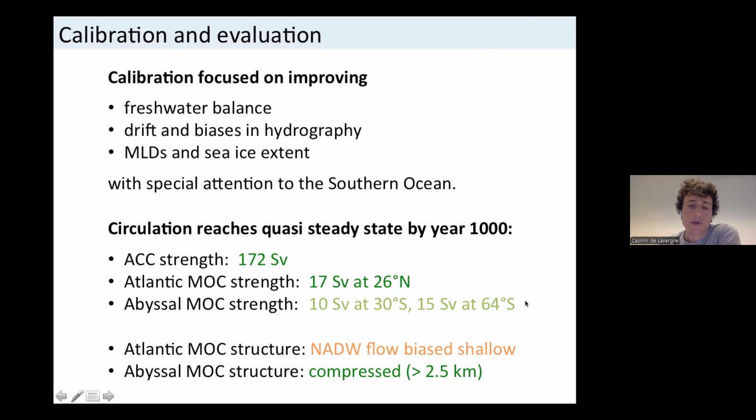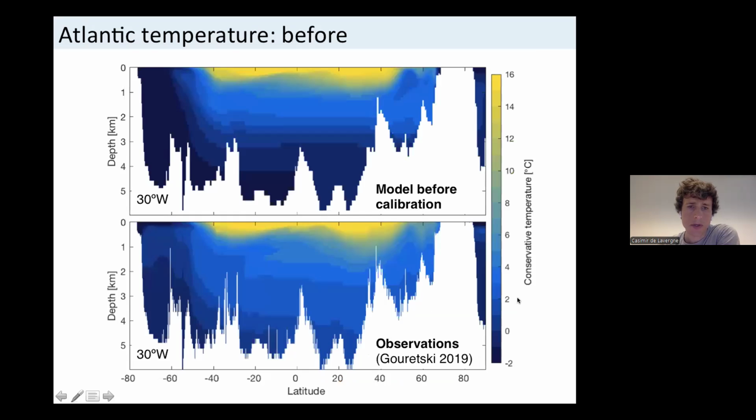In terms of MOC structure, there's a shallow bias of the AMOC, which is quite classical, but the abyssal MOC is really compressed towards the bottom, as you would expect from theory. A quick illustration of what we achieved with calibration. We mostly looked at mixing parameters other than tidal mixing, and we also looked at some sea ice parameters, etc.